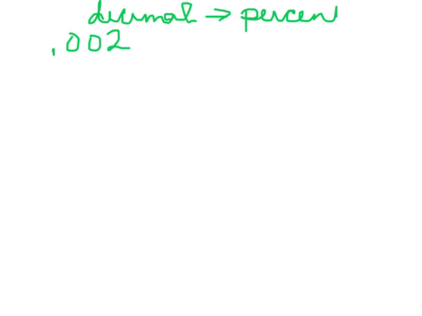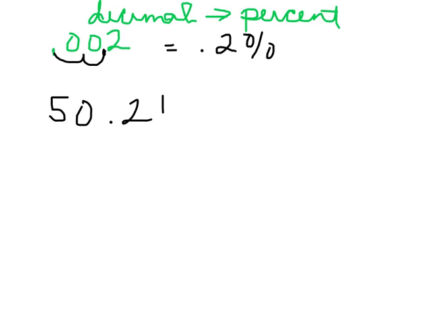Something else. Let's try, what if it was 0.002? What would that be? Well, if I'm changing it from a decimal to a percent, I'm going to move the decimal place right 2 spaces. That would be 0.2%, okay? What if it were a number like 50.21, and I'm supposed to write it as a percent? I use the same method. I'm going to move the decimal place right 2 spaces. This would become 5021%, okay?